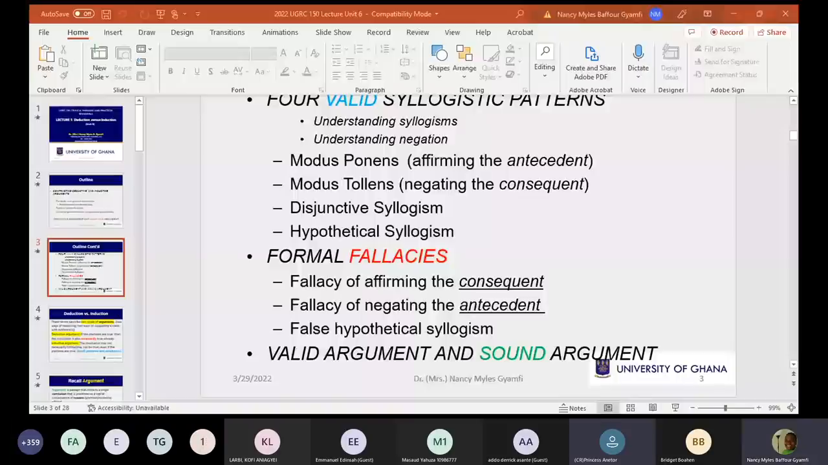I didn't seem to get it. What is the sound argument? You did this in lecture three, weren't you? Lecture three. Mm. The argument is first of all valid, then its premises are true. That's what soundness is. Okay.